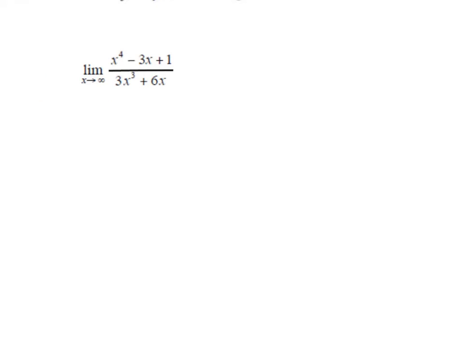Okay, so I have another example where x approaches infinity. So I'm going to use the same technique. I'm going to take the limit as x approaches infinity. The highest term in top and bottom is x to the fourth. So I'm going to divide all the terms by x to the fourth.